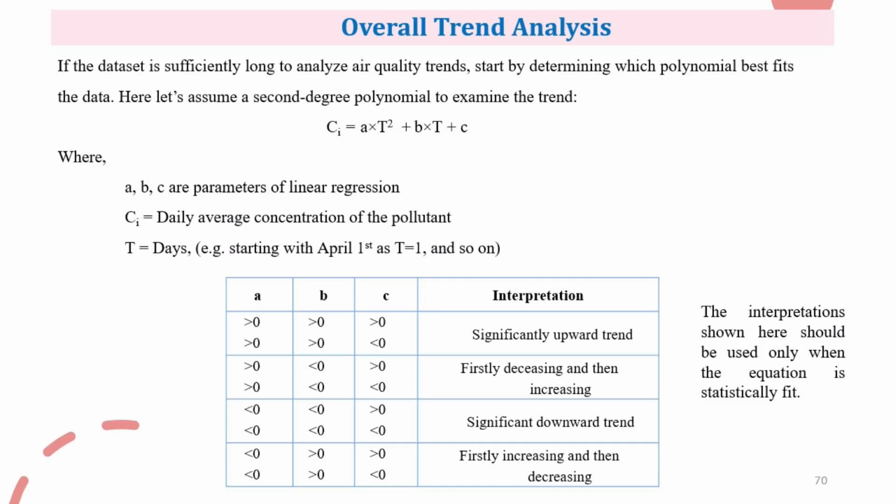If all coefficients A, B, and C are positive, the trend shows a steady increase over time. If A is positive, but B and C are negative, the trend rises first and then declines. If observed and estimated concentrations have a strong correlation, the trend analysis is considered meaningful. Trend analysis helps to evaluate the effectiveness of environmental policies. If no clear trend emerges, it may indicate that interventions have had little impact or that other factors are at play.